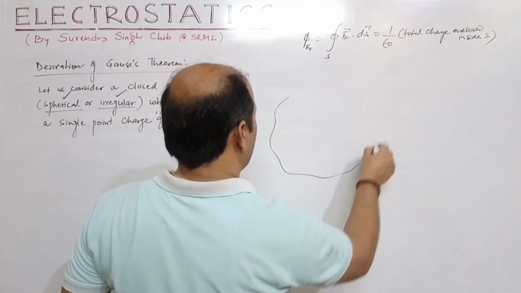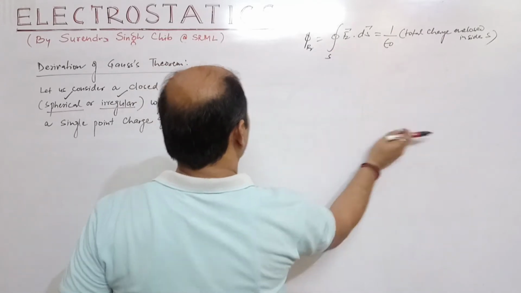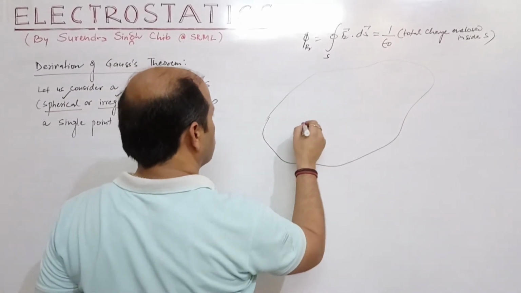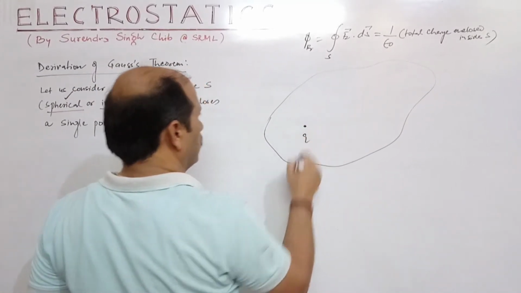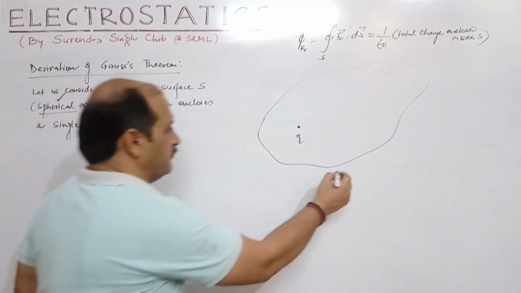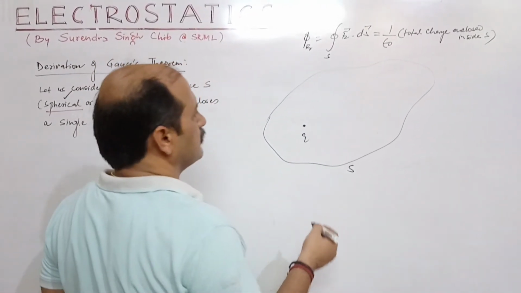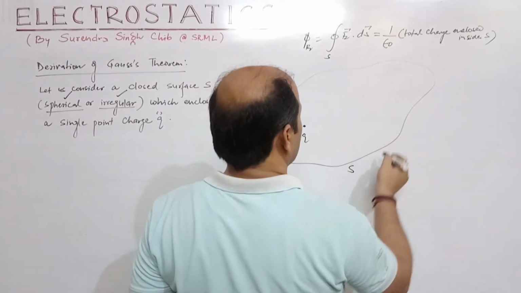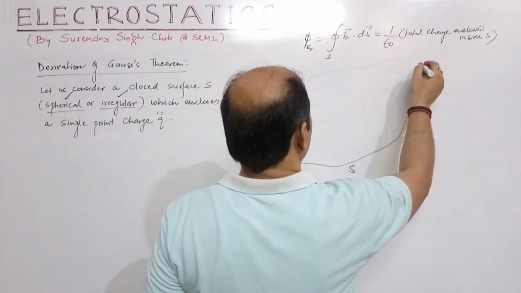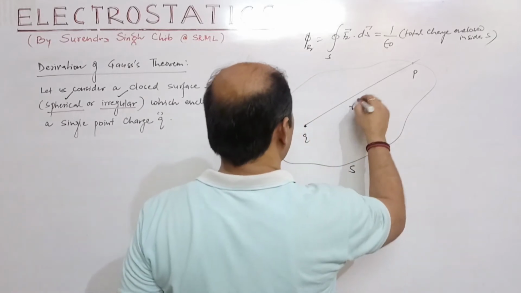For example, this is an irregular surface. कैसे भी ले सकते हैं, irregular ले सकते हैं. Like this. It encloses a charge Q here. And this is an irregular surface. Let's draw it. So let's take any point P on this surface. Let us consider the point P on this surface be at, say, here. This is the point P, at a distance R.